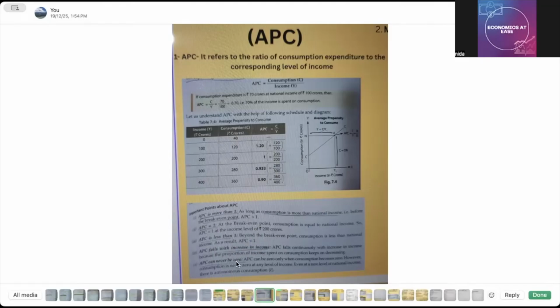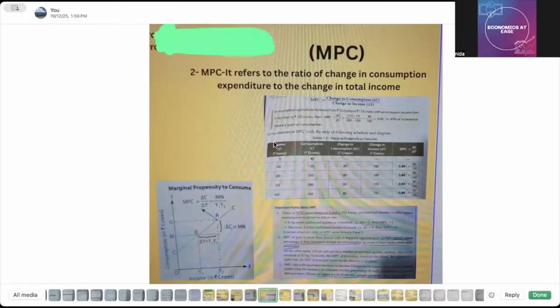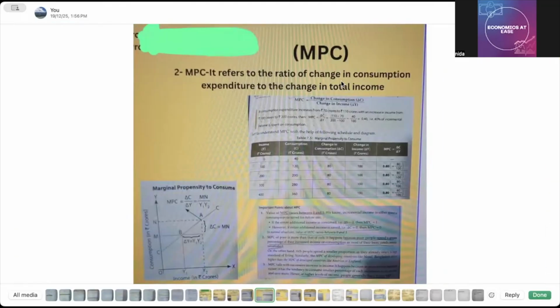APC falls with the increase in income. APC can never be zero because of the autonomous consumption, right? Now, MPC refers to the ratio of change in consumption expenditure to change in total income. It means change in consumption with the change in income.